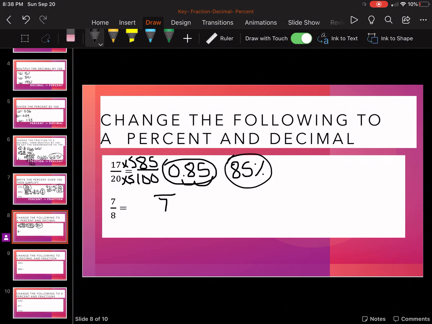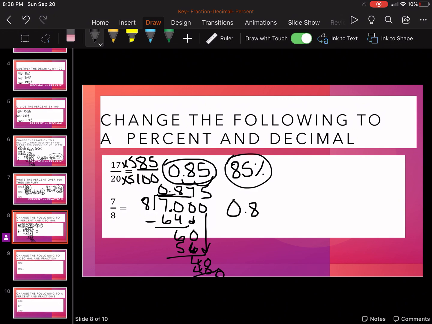7/8, we're going to have to divide that one, unfortunately. 8 goes into 70 8 times, 64, 6 left over. It goes into 60 7 times, 56, 4 left over, 40 5 times, 0 left over. 0.875, move the decimal over twice, 87.5%.